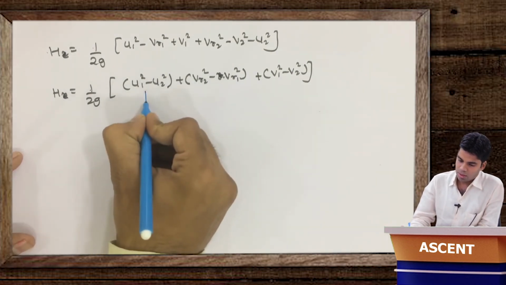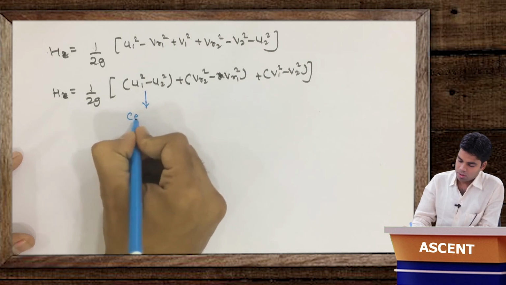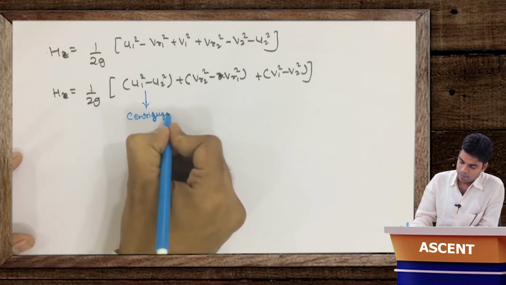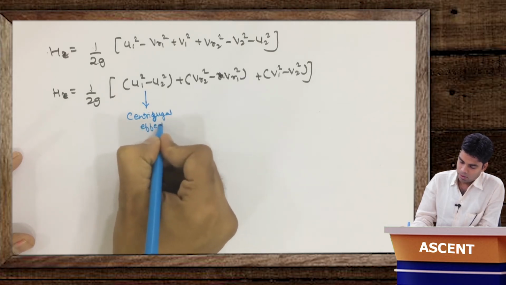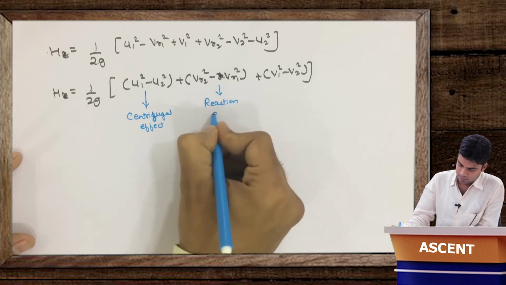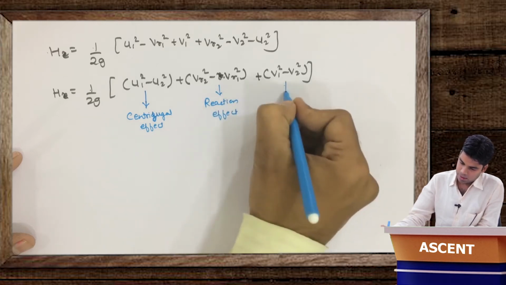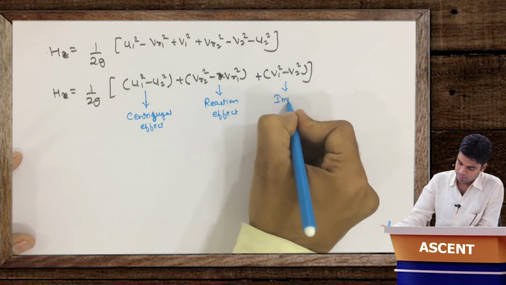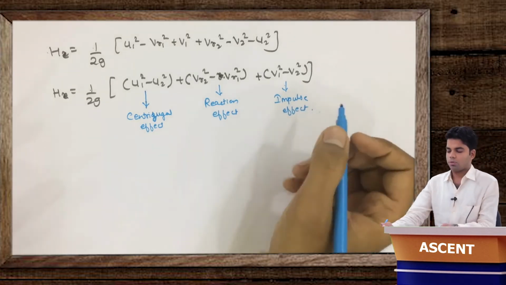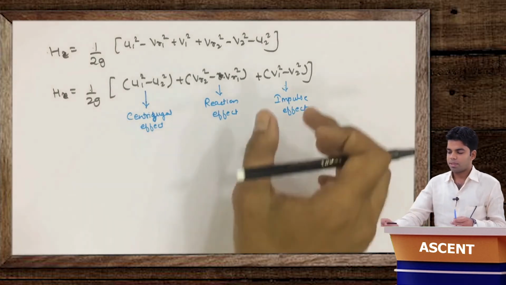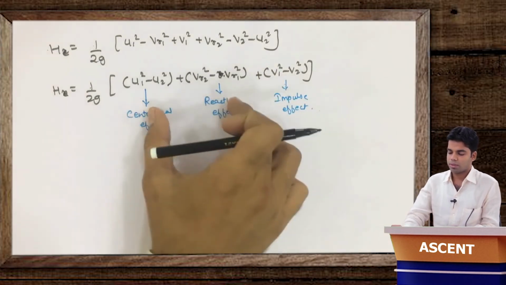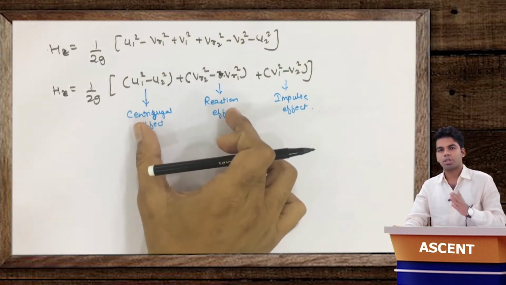Okay, this U1 square minus U2 square gives us centrifugal effect. Okay, this gives reaction effect, and this gives impulse effect. Now out of this, only this impulse effect is that of the kinetic energy change. Rest both of these terms are because of the pressure energy change.